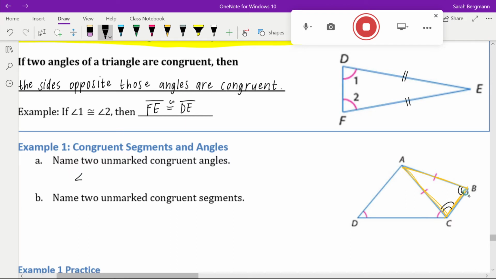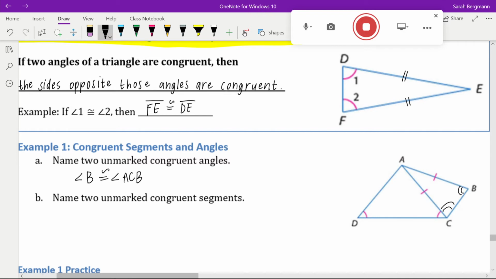So this can just be called angle B since it's the only angle at the vertex B. However, this angle over here, I need to call angle ACB or angle BCA, because there are multiple angles with the vertex C.